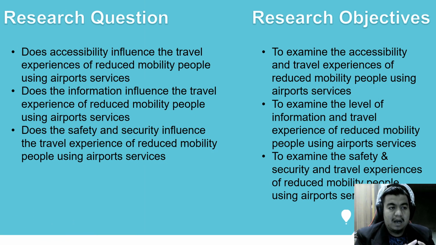So we develop the research question and research objective. For the research question: does accessibility, information, and safety and security influence the travel experience of reduced mobility people? And then for the research objective, we want to examine the accessibility, the level of information and safety and security, and travel experience of reduced mobility people using airport service.